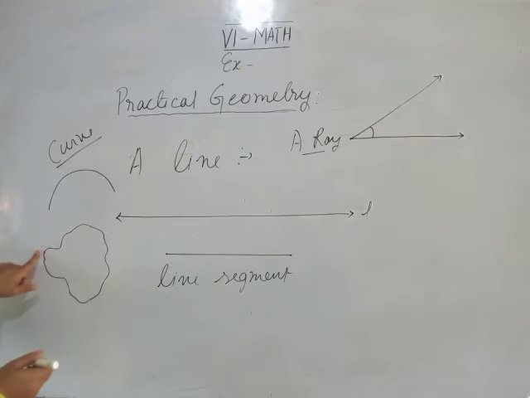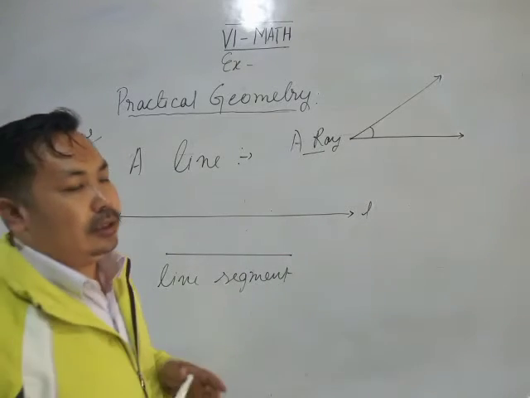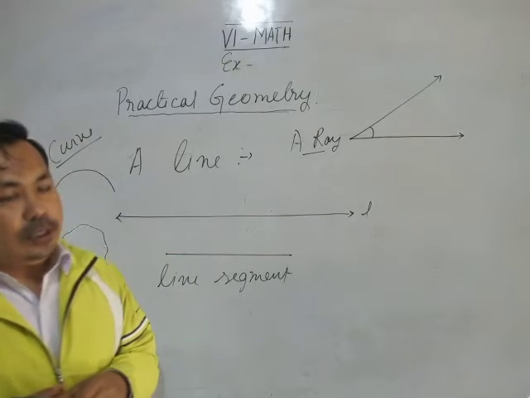If the starting point and the end point meet at the same point, then it is called a closed curve. So these are the few things that we have to know about geometry before starting this chapter, and also some few more points are there.